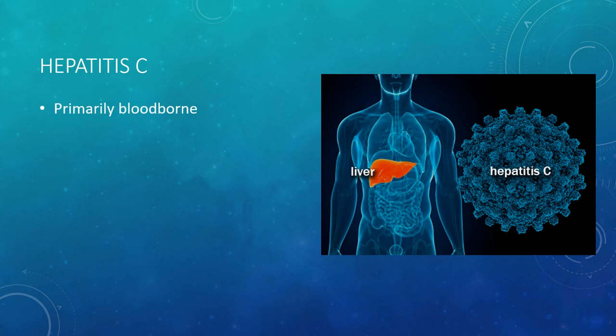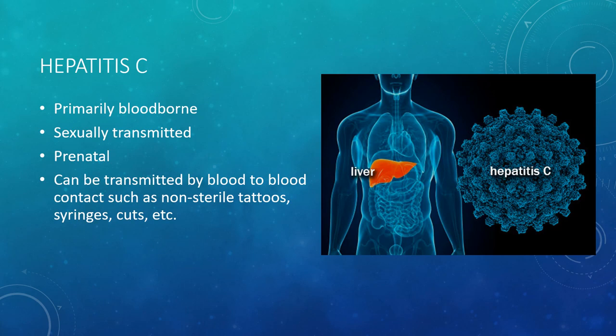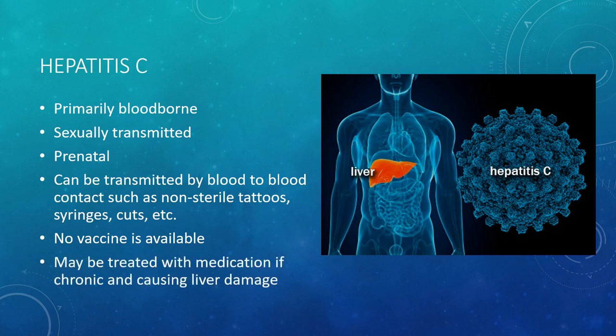Hepatitis C. Hepatitis C is primarily bloodborne, can be sexually transmitted, prenatal, can be transmitted by blood-to-blood contact, such as non-sterile tattoos, syringes, or cuts. There is no vaccine currently available, but it may be treated with medication if chronic and causing liver damage.